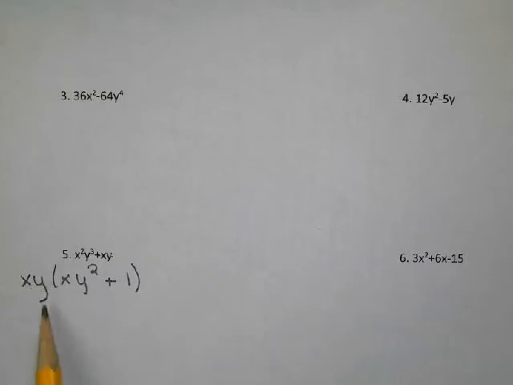Another way you can check your answer is multiply it back through. So I have xy times xy squared. Well, that gives me x squared y cubed. And take xy times 1, which is xy. So that checks out that those are, in fact, equivalent factored forms of one another. So now I want you to try numbers 3, 4, and 6.